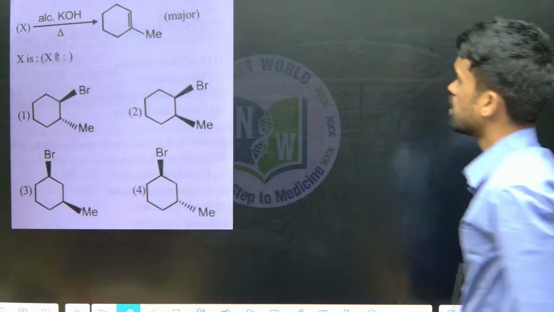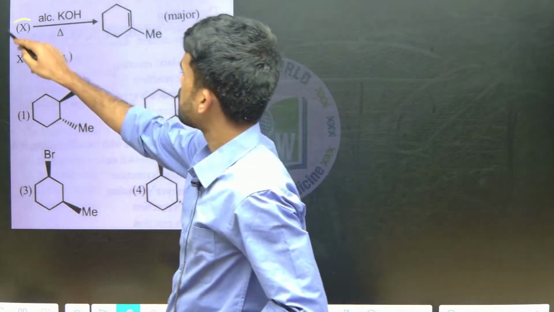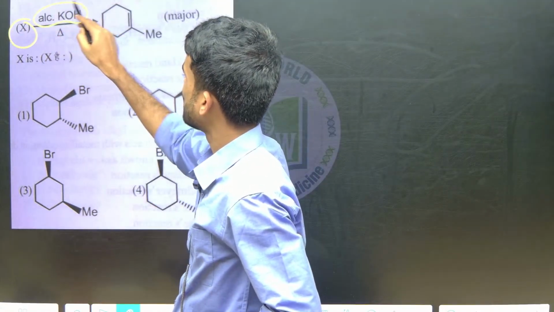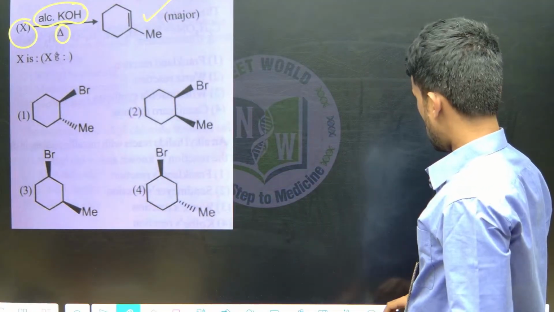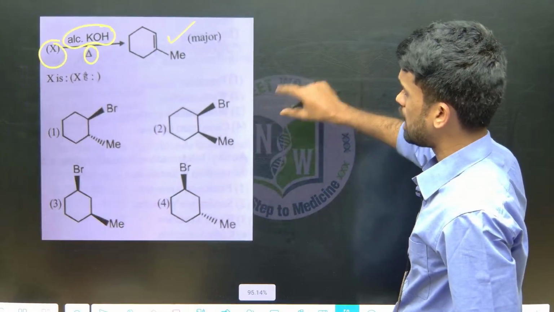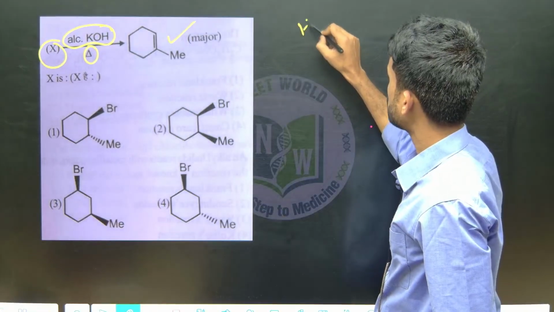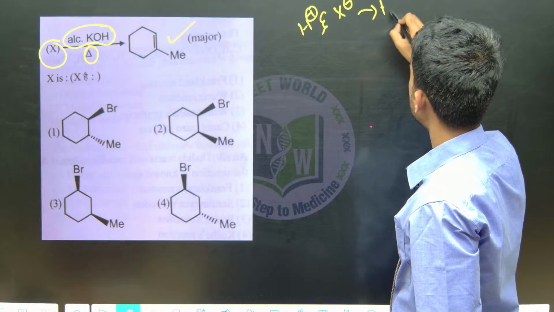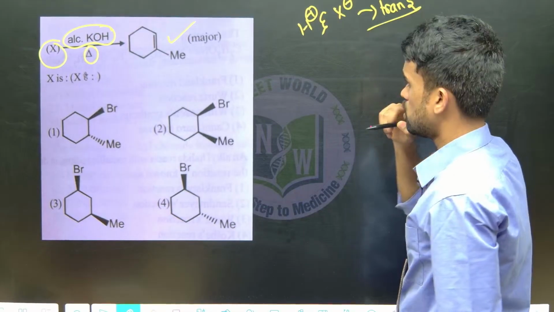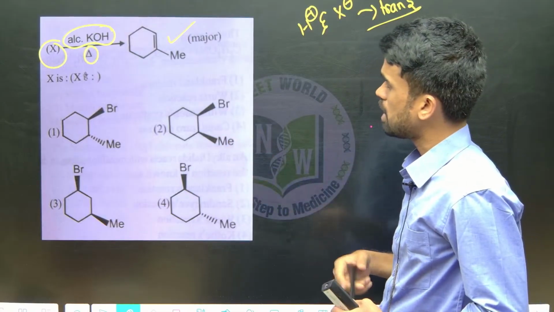The next one here is, there is some compound X, upon treating with alcoholic KOH, under heating condition giving you this product as major. So what is our X in the 4 options? See, what I told you, when it is undergoing elimination reactions, the eliminating group and the beta proton should be trans to each other. So H plus and X minus, like the bromide ion here, should be trans to each other.